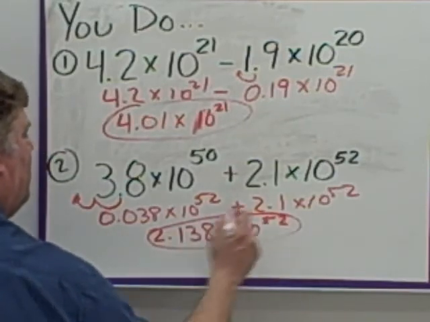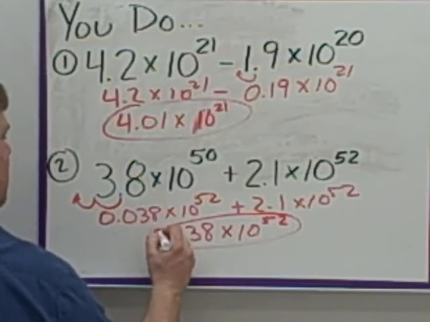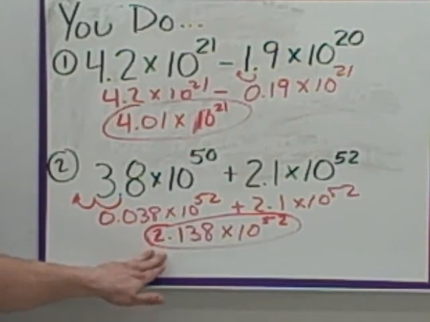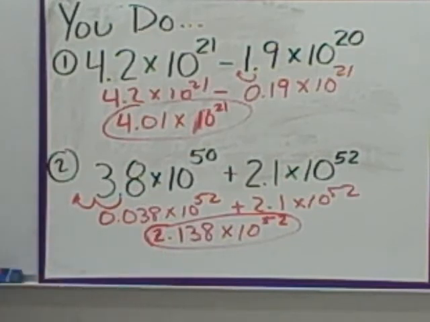Again, the common exponent becomes the exponent for the answer. I don't need to adjust this. This number's between 1 and 10, so we're good.